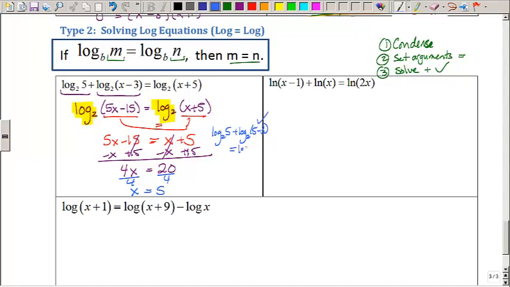It is supposed to be equal to log base 2 of 5 plus 5. 5 plus 5 is 10, again positive. That is the only thing I have to check. You can go a little bit further and check for accuracy if you would like to, but you don't have to.